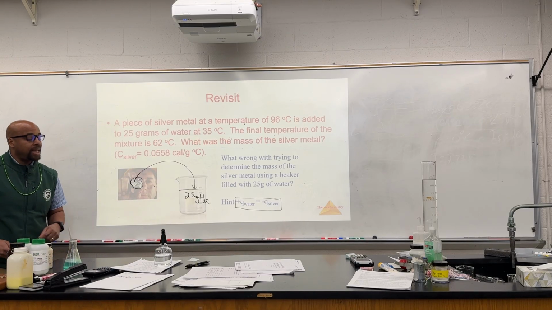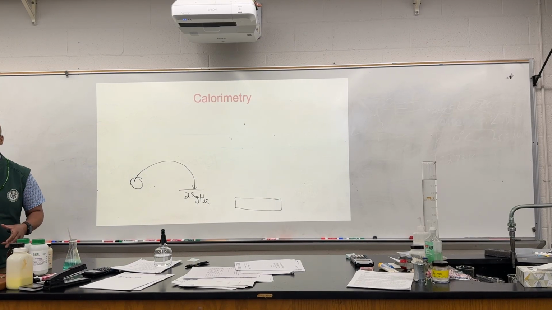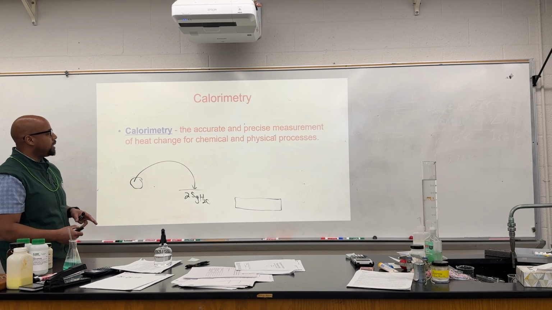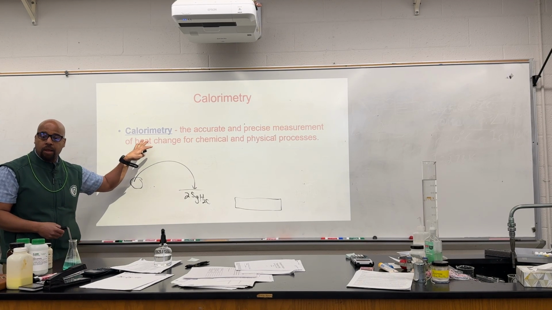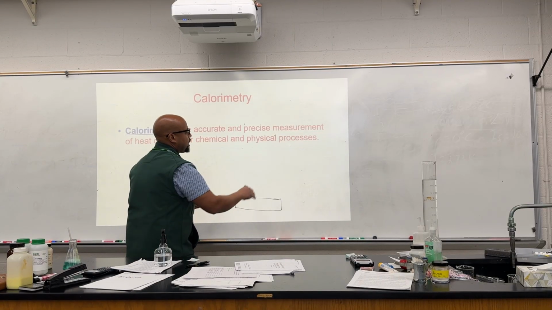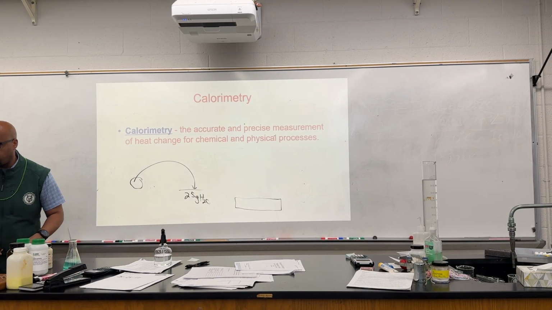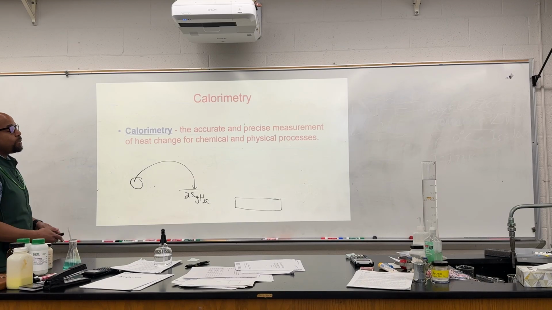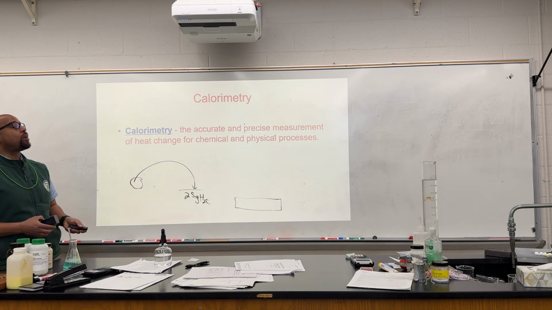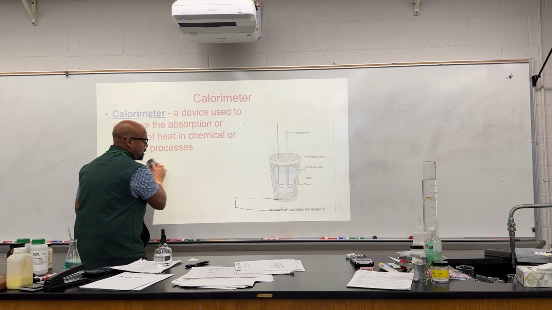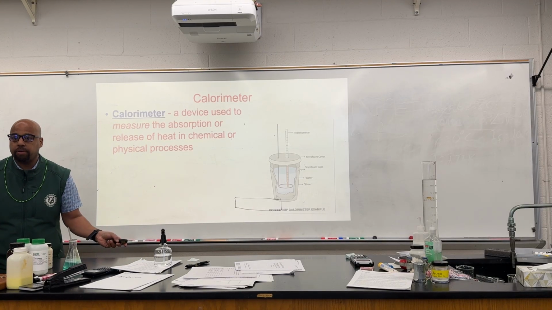Now in chemistry, anytime we want to make a really accurate measurement with regards to how energy is being transferred in the form of heat, then what we're looking at is calorimetry. So when I want accurate and precise measurements of the amount of heat for a chemical or physical process, calorimetry is what we're looking at. Now, for calorimetry, in order to get this accurate measurement of the heat, one of the things we have to use is this thing called a calorimeter. And a calorimeter is really just going to be a device that is an insulator.